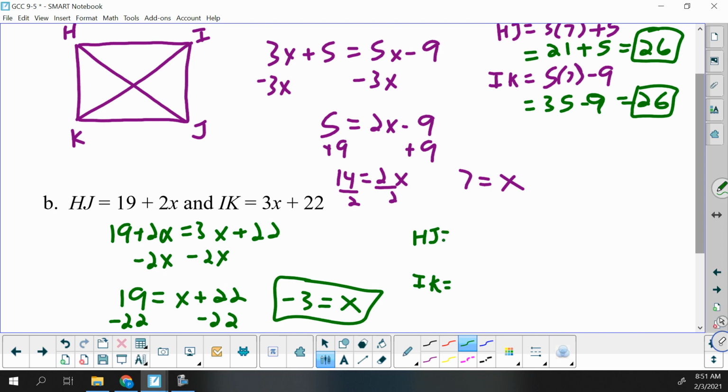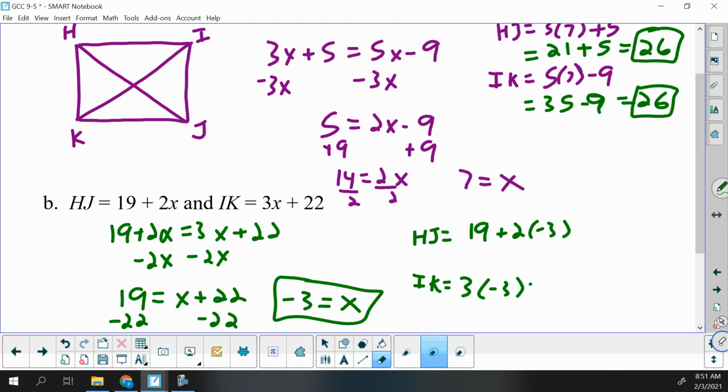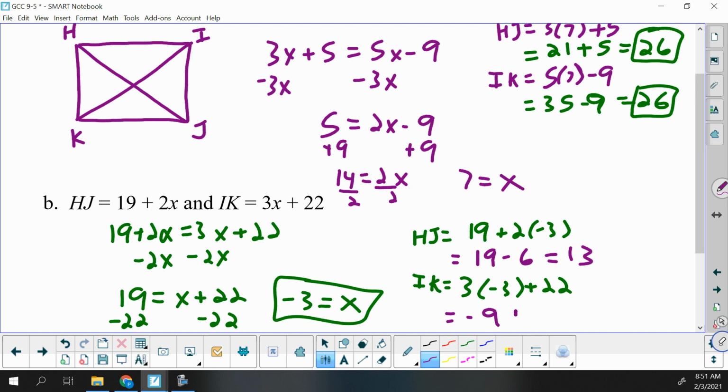So let's sub them in just like we did before. In this case, we'll have 19 plus 2 times negative 3. And for IK, we'll have 3 times negative 3 plus 22. So this will give us 19 minus 6, which is 13. This will give us negative 9 plus 22, which is also 13. Makes sense that they should have been equal.